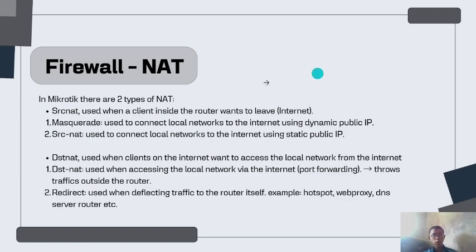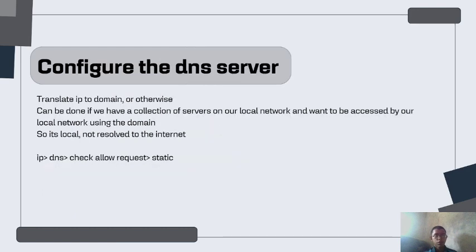And next I will configure the redirect action. Redirect is used when deflecting traffic to the router itself, for example hotspot, web proxy, DNS server, router, etc. But before I configure the redirect action, I will configure the DNS server. The DNS server translates IP to domain or otherwise.